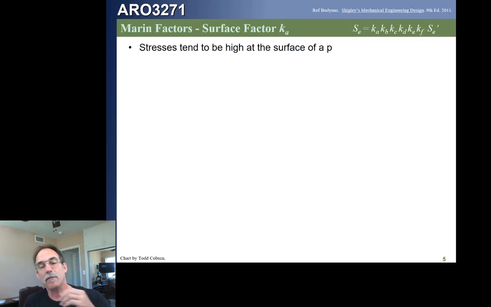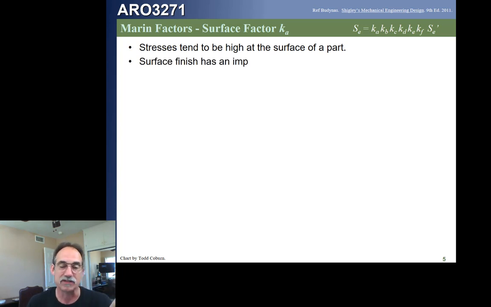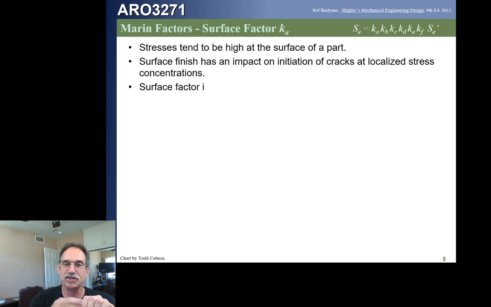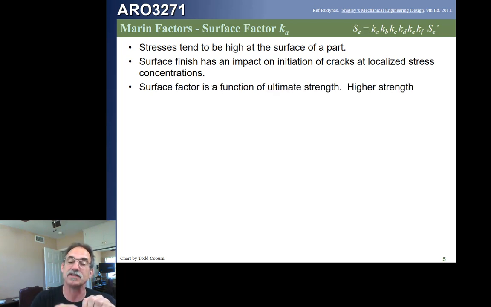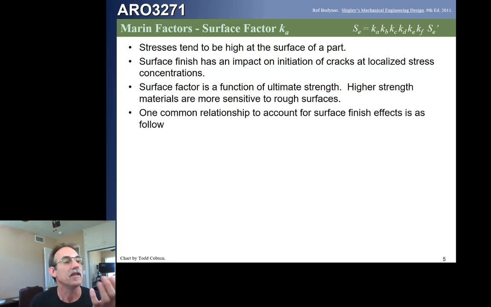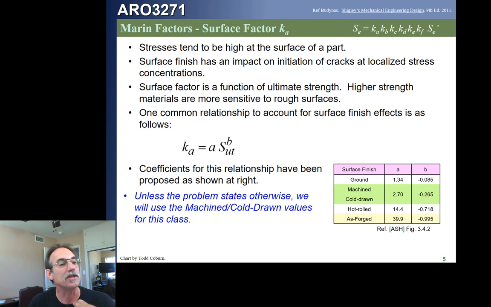So the first Marin factor we're going to use is called the surface factor. This draws attention to the idea that if there's an issue with the surface, like a rough surface, it is going to be more prone to fatigue failures because of crack initiation sites than a nice smooth surface. The way we're going to do this is come up with this relationship.